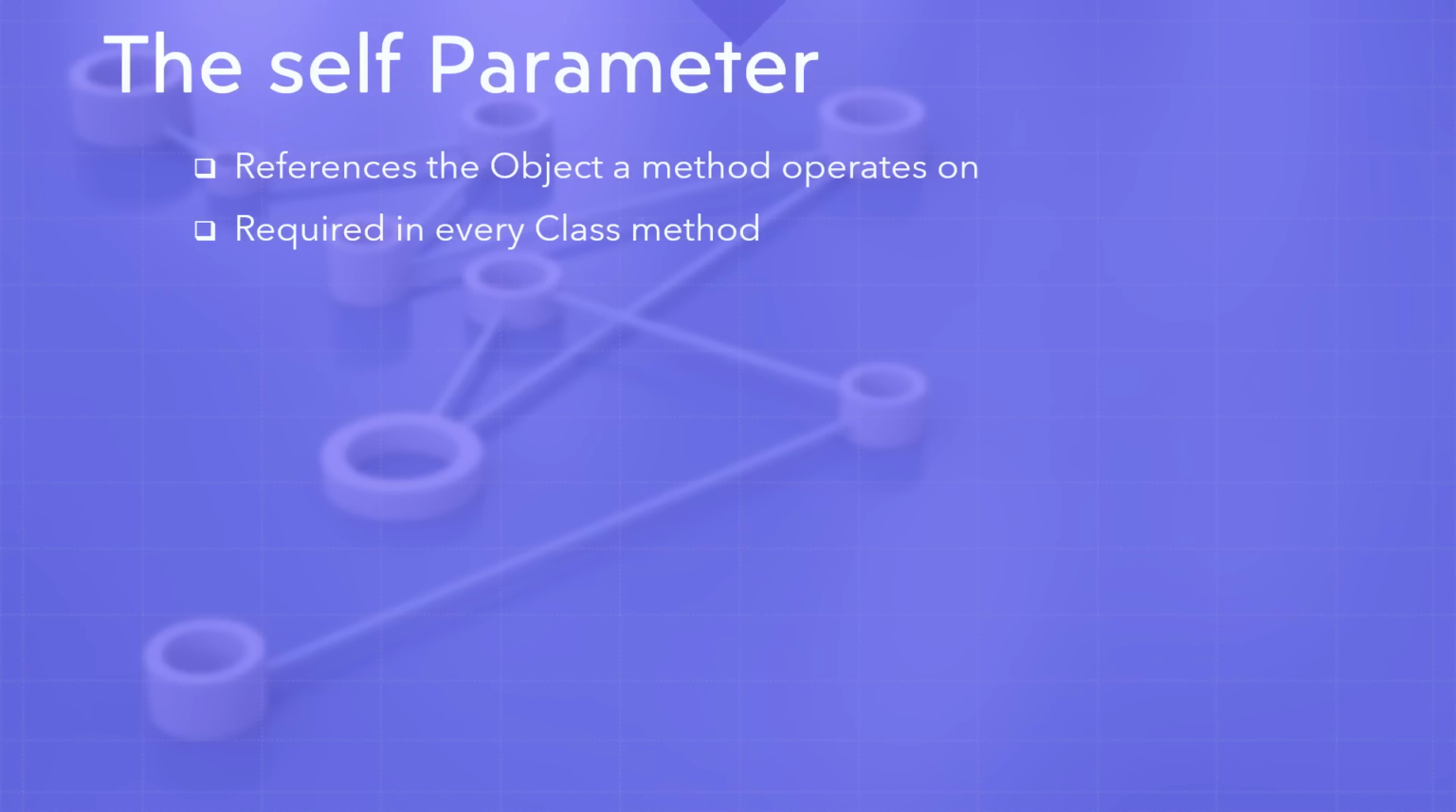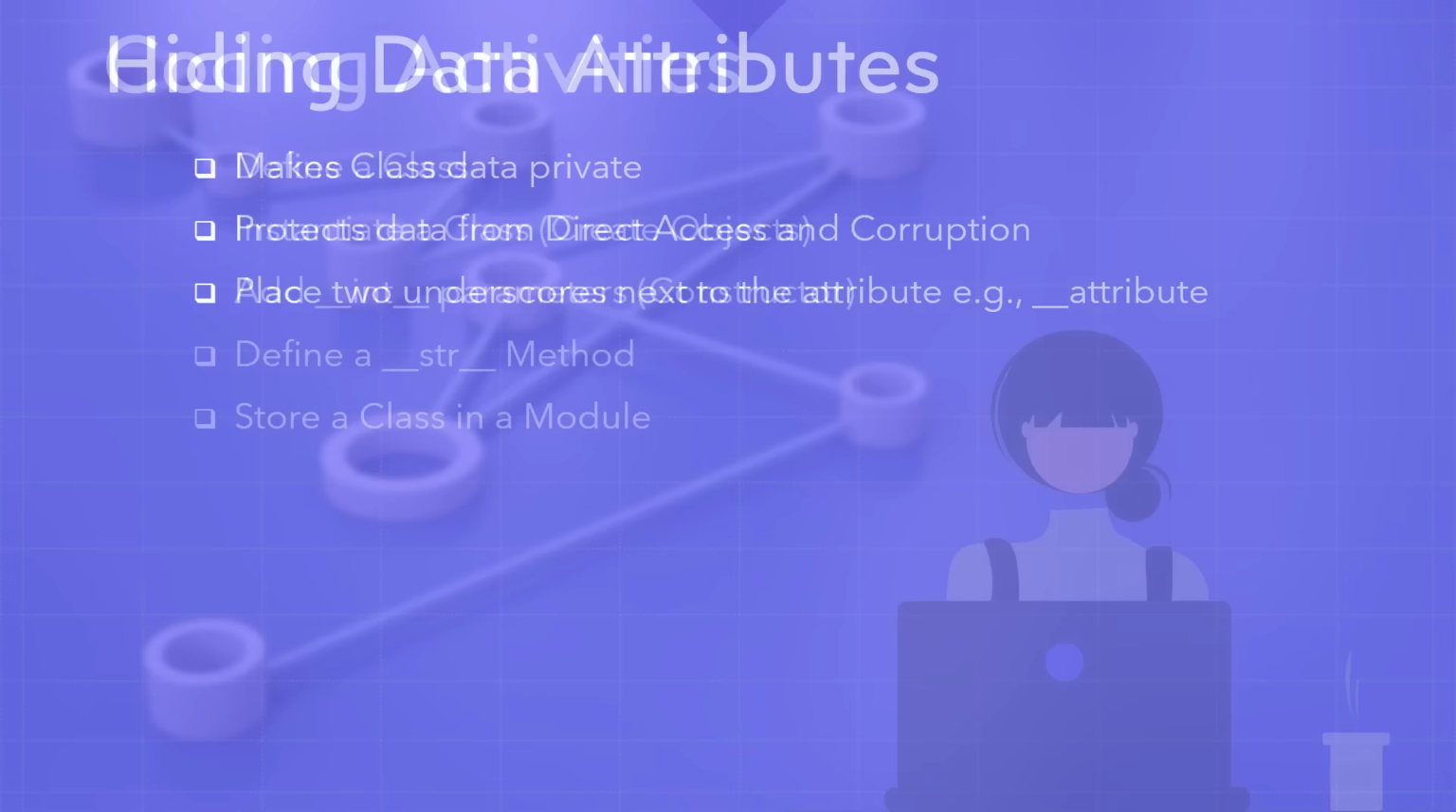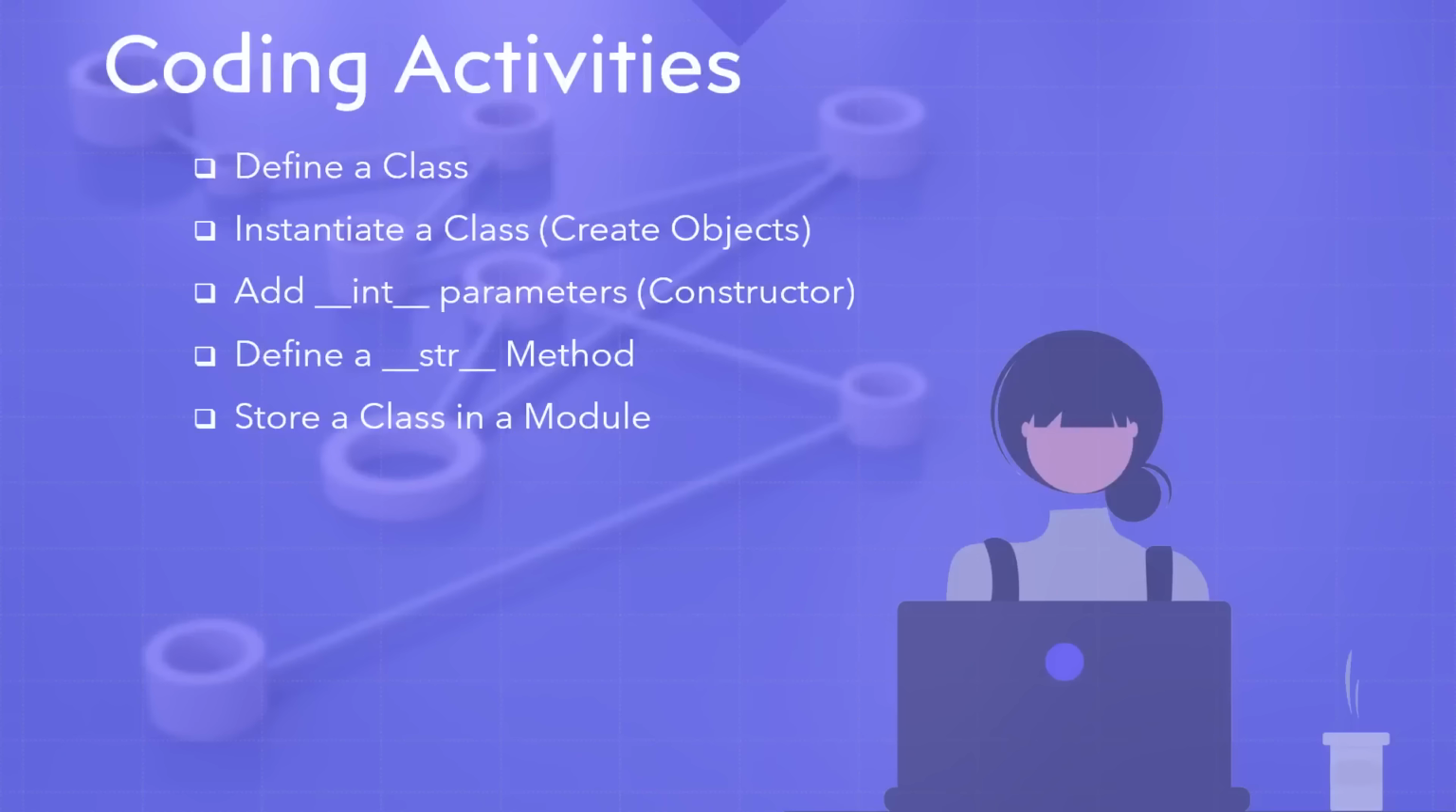The self parameter refers to the object that a method operates on, and this too is required in every class method. Hiding data attributes makes class data private, and it protects data from direct access and corruption, and it's done by adding 2 underscores next to the attribute. For coding activities, we will define a class, instantiate a class, add the init parameters, define the str method, and store a class in a module.